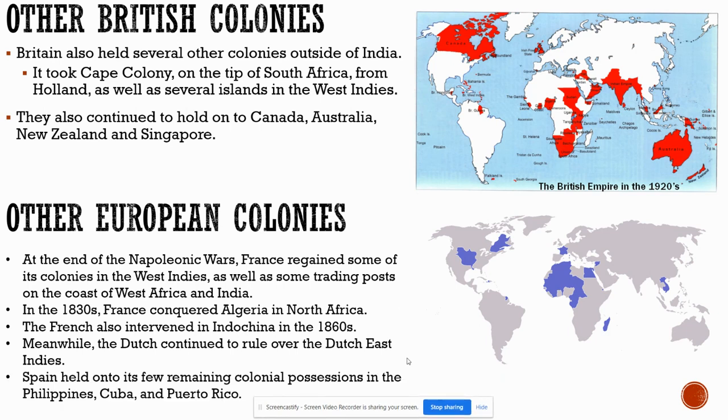Spain also had a few remaining colonial possessions. They owned the Philippines, which is out here. They also owned Cuba, and then they owned Puerto Rico. So Spain, they had lost a lot of their power, but they still owned some parts of the world.